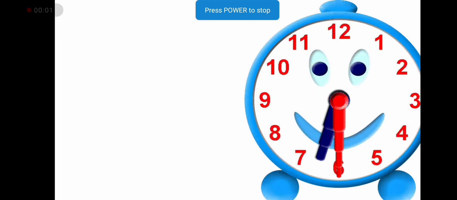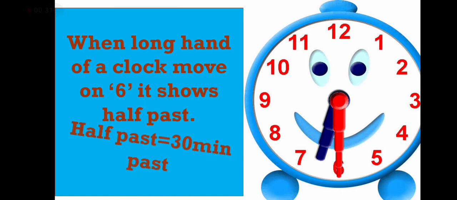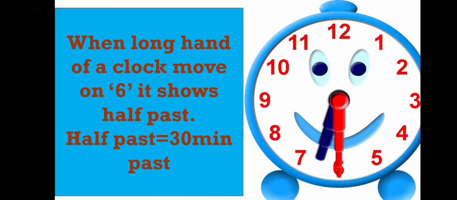In this clock you can see the long hand or the minute hand of the clock is on 6 and the hour hand is in between 6 and 7. So what time is it? It is confirmed that the minute hand is on 6, so the time is half past. So what is the time here? Half past 6. And always remember, when the long hand of a clock moves on 6, it shows half past. And half past means 30 minutes past.